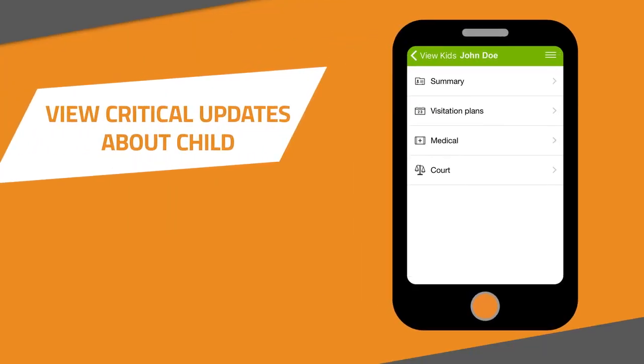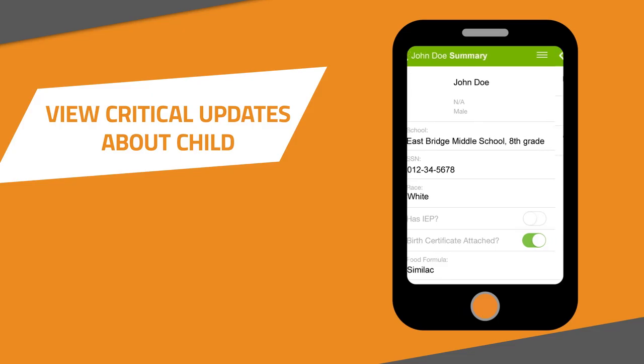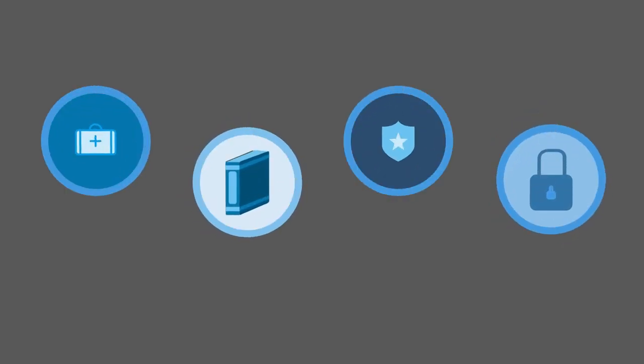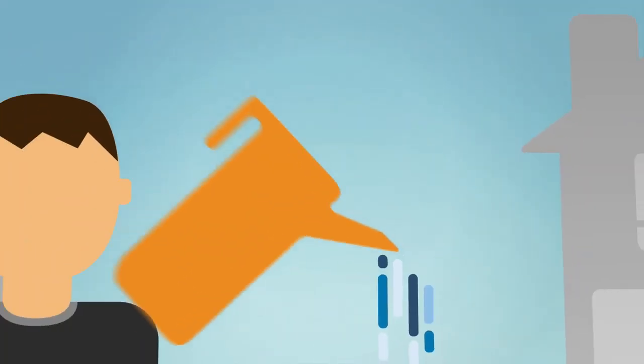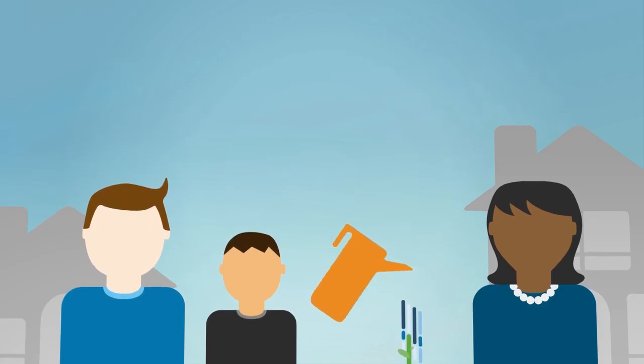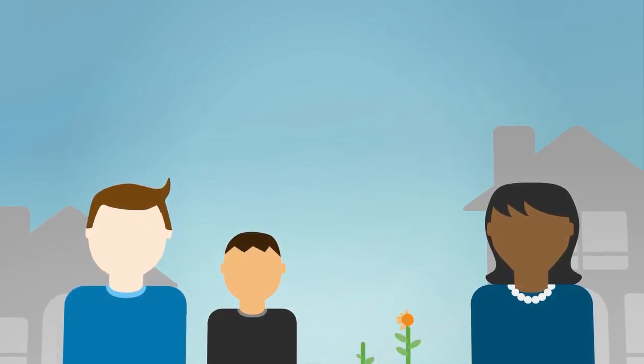24/7 access for foster care parents is also just a swipe away, including critical updates about their child, as well as license information. With iSee, access to secure information is always available, anywhere, anytime, and allows caseworkers and foster parents to focus on what matters most, the well-being of a child.